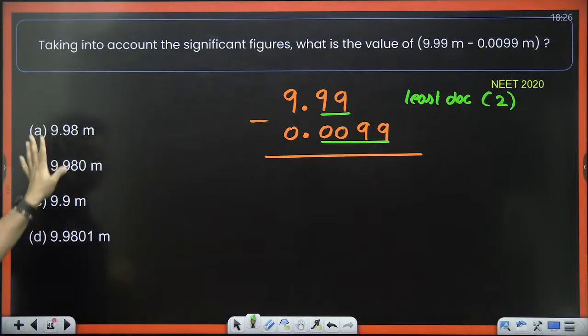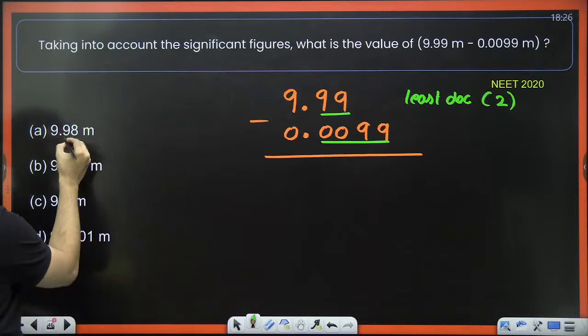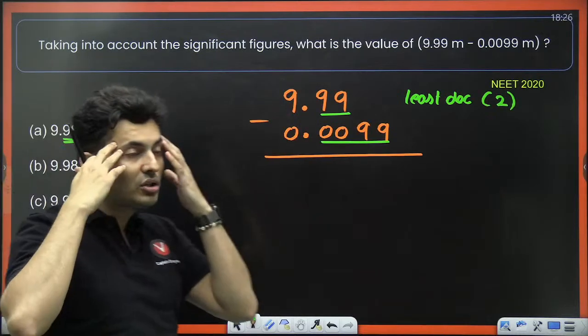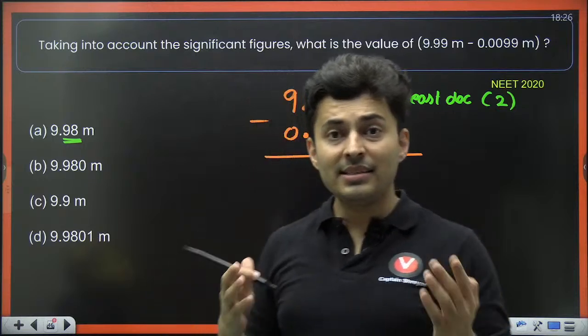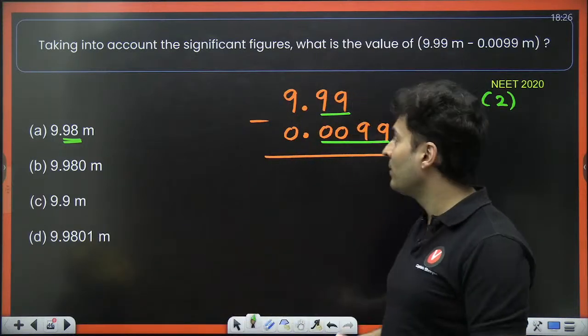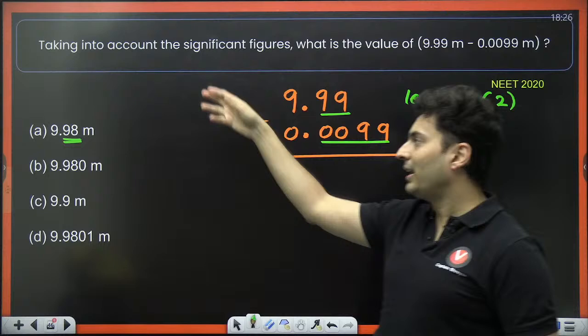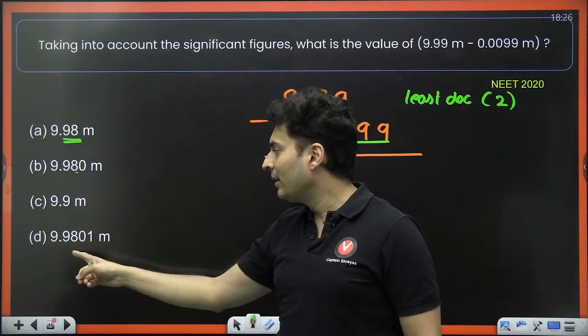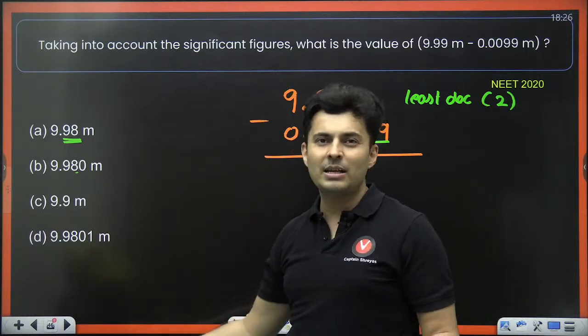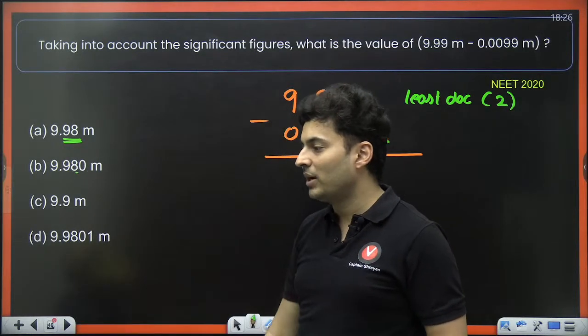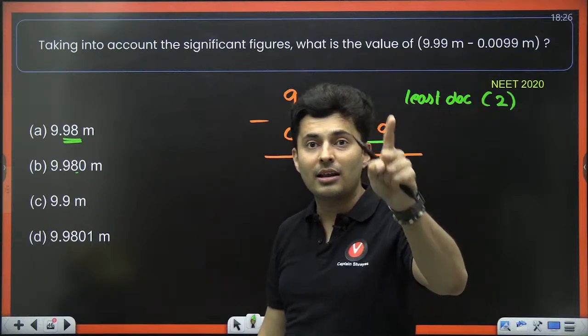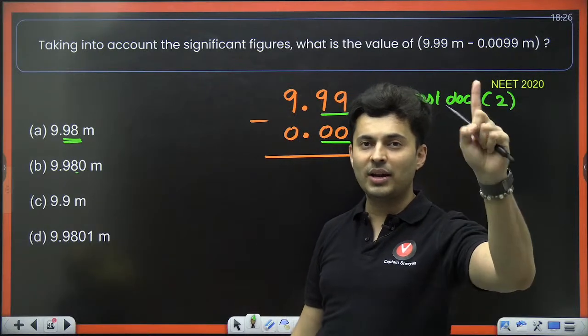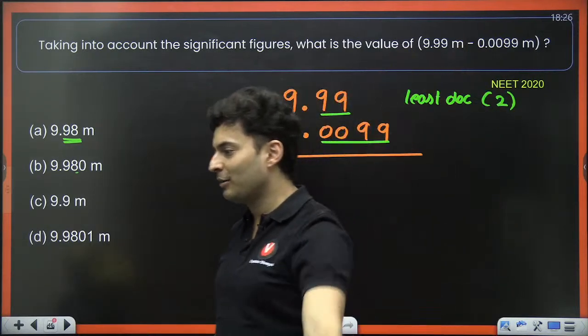Out of all these numbers, only one answer has 2 decimal places, so it should be option A only. You will not even need to solve it. See, in the NEET exam, that's how you save time. You know the least decimal is 2, so the final answer will have only 2 decimal places. Look at this, 3, 1, 4. Obviously, they are eliminated. Only one answer has 2 decimal places. How many of you are able to solve it like this? Raise your hand, like the video, quickly.